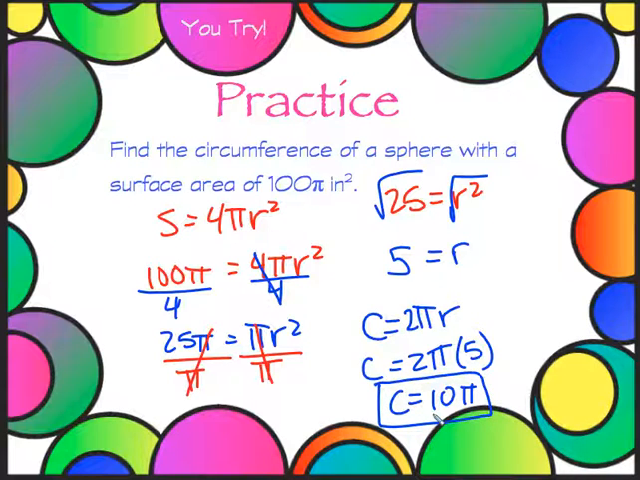And if you actually multiplied it out because you weren't sure, it would be 31.42 or something like that.